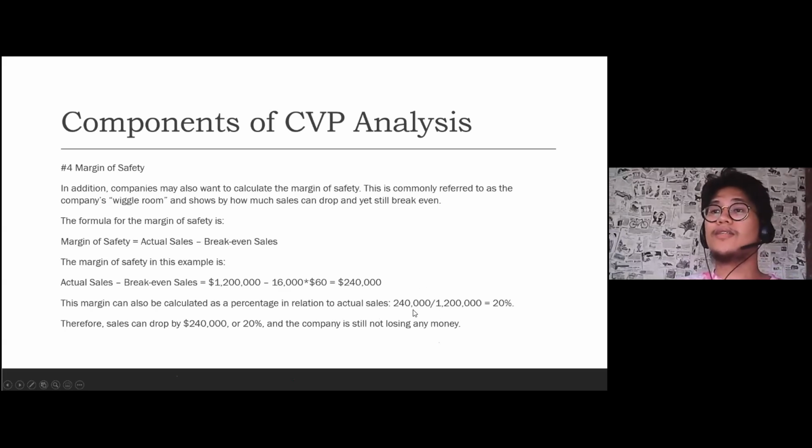So 240,000 divided by your actual sales, which is 1,200,000. Sorry, that gives you 20%. So therefore, sales can drop by 20% and the company is still not losing any money. Okay, that's why it is called your margin of safety.